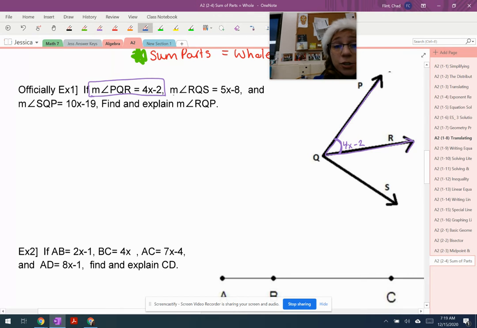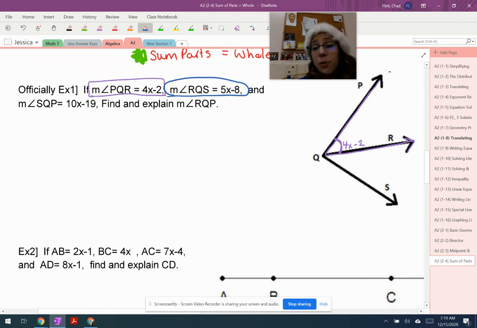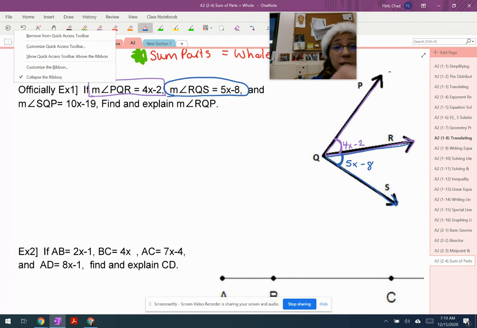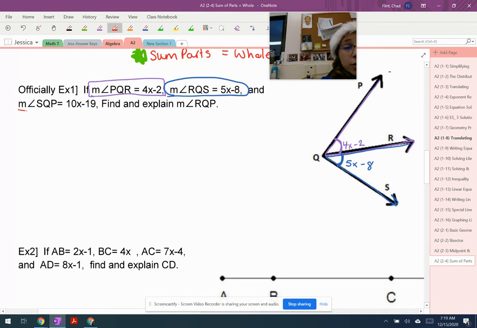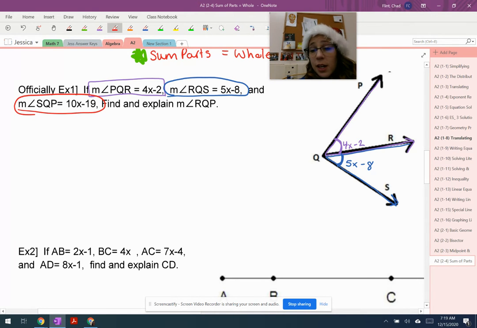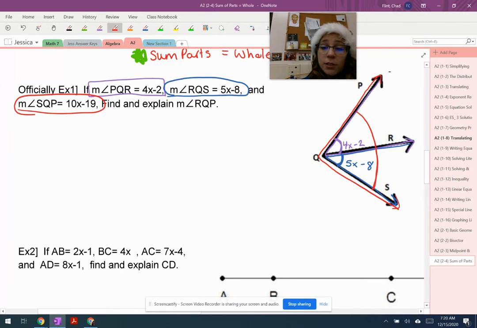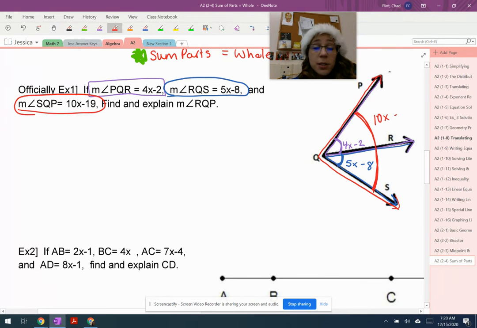Then they give us the measure of angle RQS. RQS would be this guy, which would be 5x minus 8. And then, last but not least, they tell us that the measure of SQP, which is the entire angle, that entire angle. So I'm going to do a giant red mark here. It's not little, it's big. And mark that as 10x minus 19.